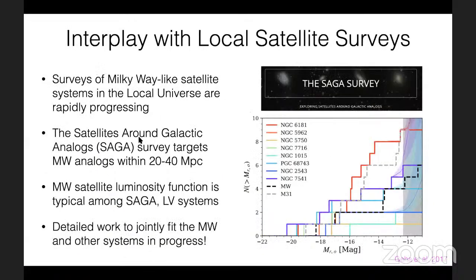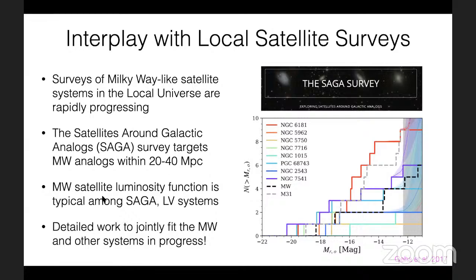Okay, and one more word about the galaxies themselves. There's often a question that comes up about how typical the Milky Way is in terms of its satellite population, for example. This question is being answered empirically in a really rapidly developing field of satellite surveys. I'm showing you one example of this kind of survey. The Satellites Around Galactic Analogs, or SAGA survey, essentially tries to find Milky Way analogs in the local universe, within 40 megaparsecs, and to measure their satellite populations.